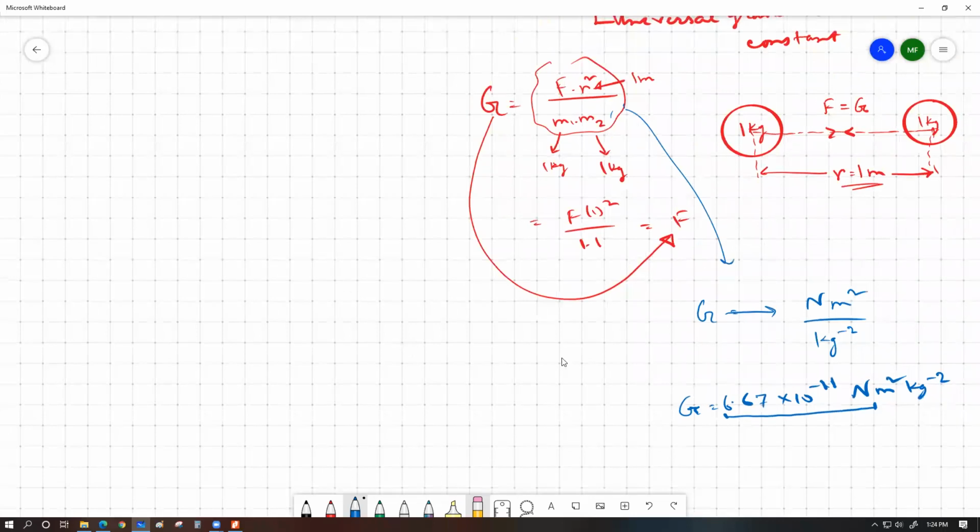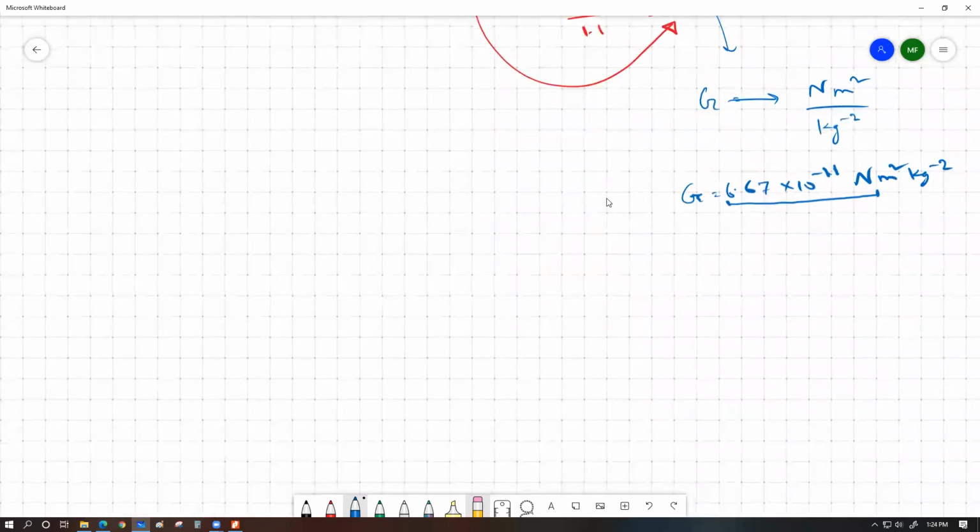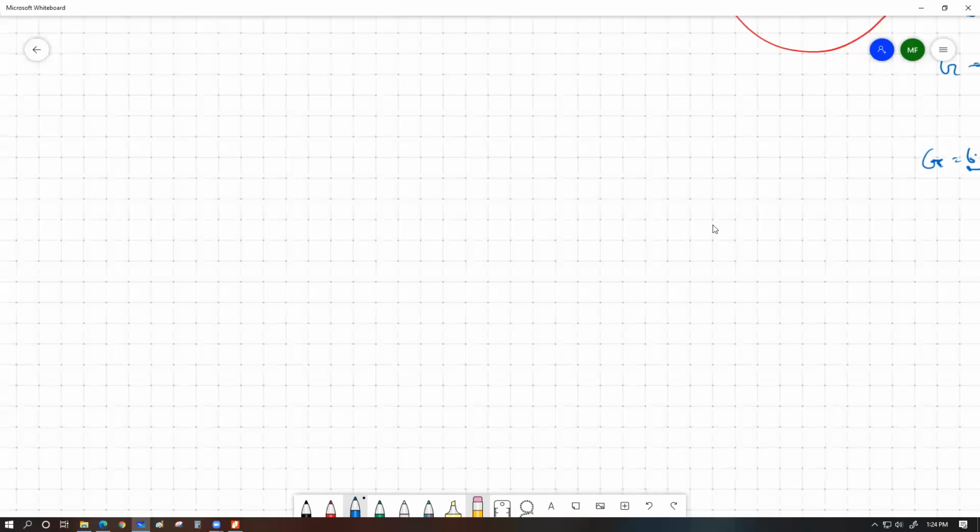So that's the preliminary idea for gravitational constant and Newton's gravitational law. The next topic that we cover in this chapter is what we call gravitational field strength. Gravitational field strength.